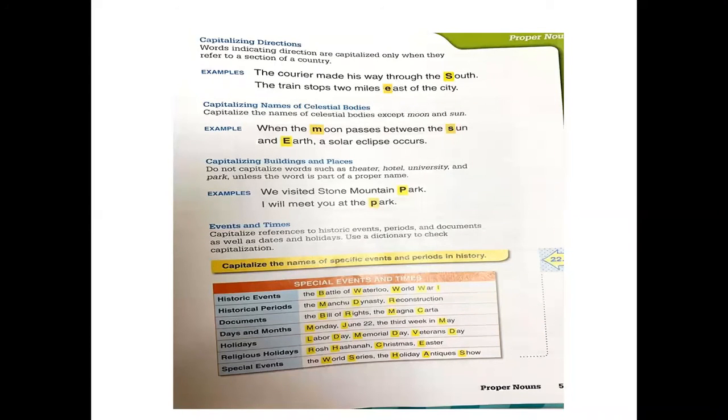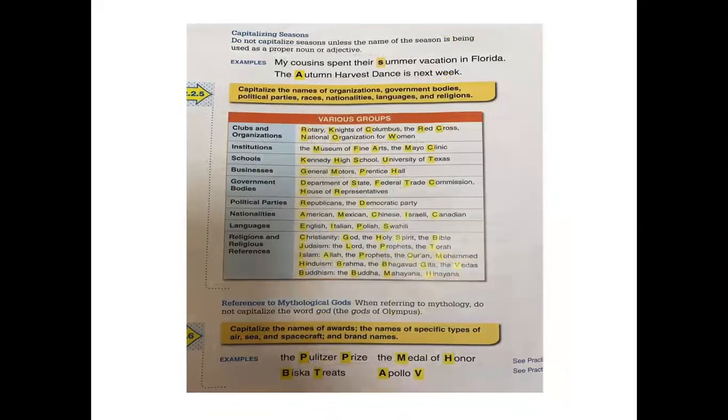Capitalizing names of celestial bodies, like Earth will be capitalized. We sometimes do not capitalize Earth, and we do not capitalize moon and sun, but we capitalize all other celestial bodies like Mars, even if they are the names of the orbits, okay? Or the name of the galaxy, like the Milky Way, we will always capitalize them. Capitalizing buildings and places. And here are capitalized the names of organizations, government bodies, political parties, and there are many examples of it.